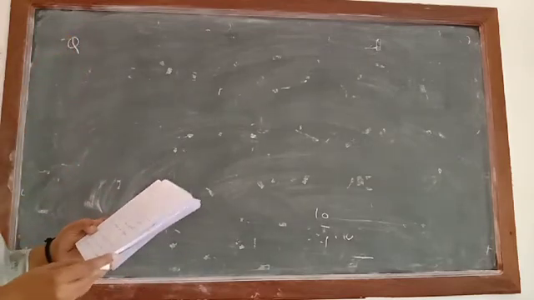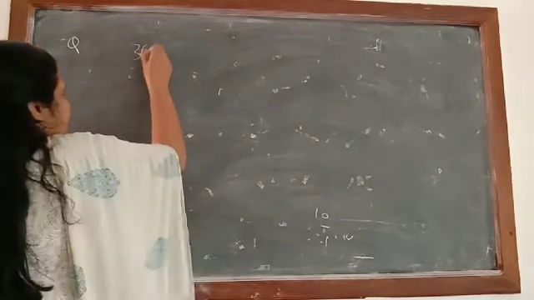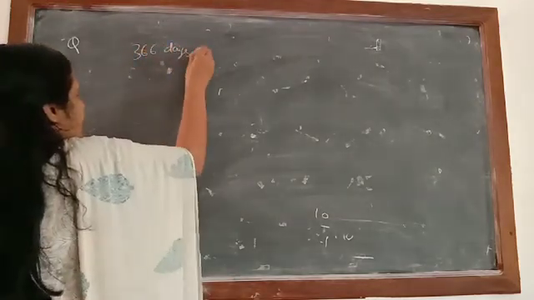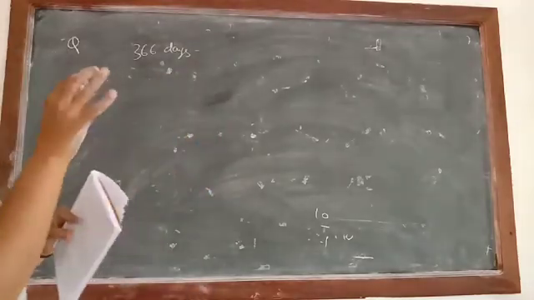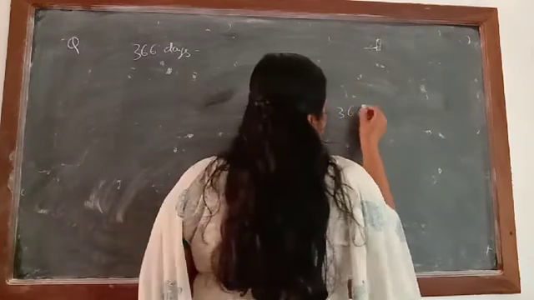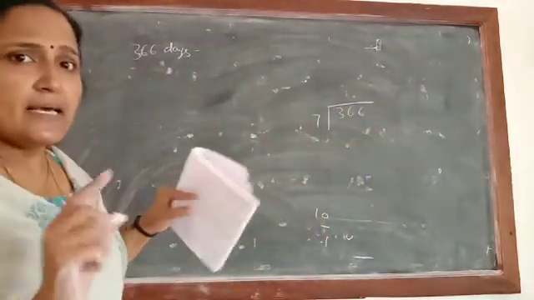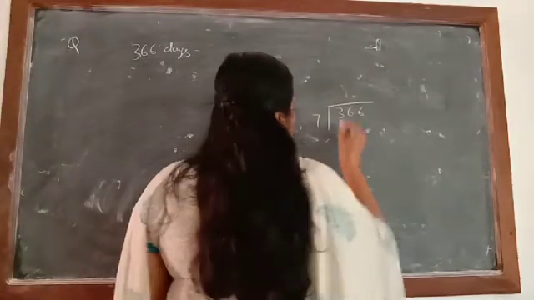So first you have to check. In a leap year, how many days are there? 366 days are there. Now we will check how many complete weeks and how many remaining days there are. For that we have to divide it by 7, because in a week 7 days are there. So I am dividing it by 7.